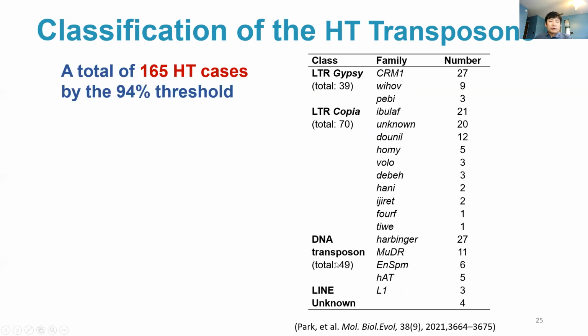A total of 49 horizontal transfer cases of DNA transposons were also identified. Although horizontal transfer of LINE elements is known to be very rare, our investigation method identified 3 cases of horizontally transferred LINE elements.